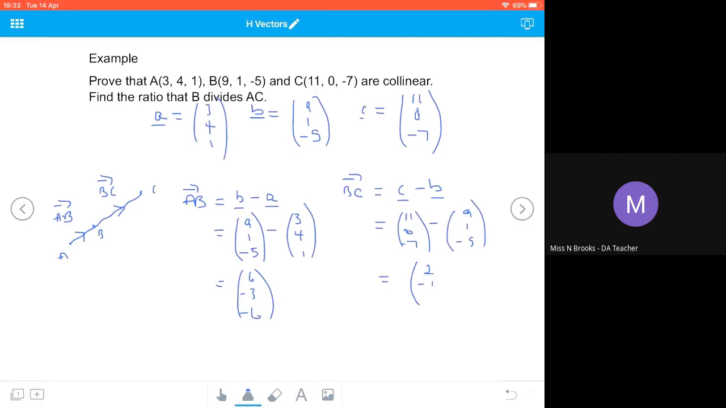So we can see that AB is a scalar multiple of BC, and we can take out that common factor now. So we know that we would need 3 of BC in order to get 1 of AB.